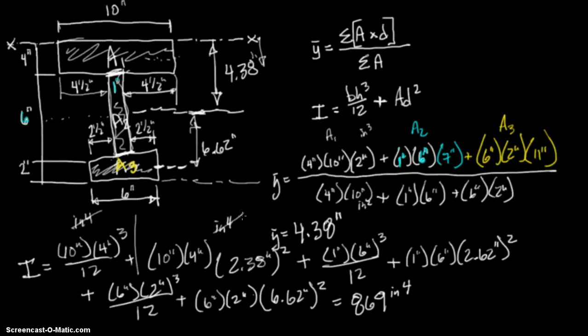And inches to the fourth is obviously not the most obvious thing, but what it's saying is area and how far away is that area. So the more area we have further away from the neutral axis, the more I you're going to have. So this is very good for moment problems and moment issues.